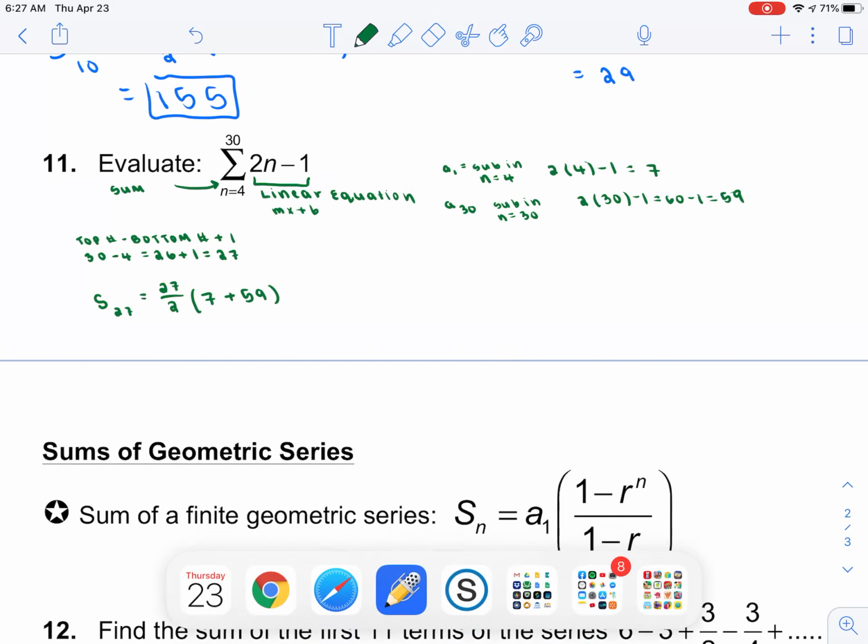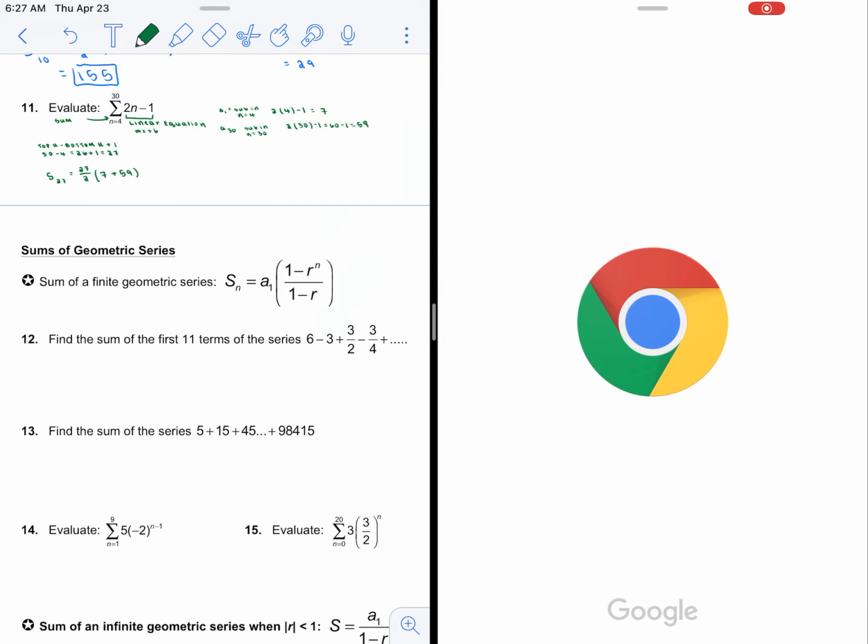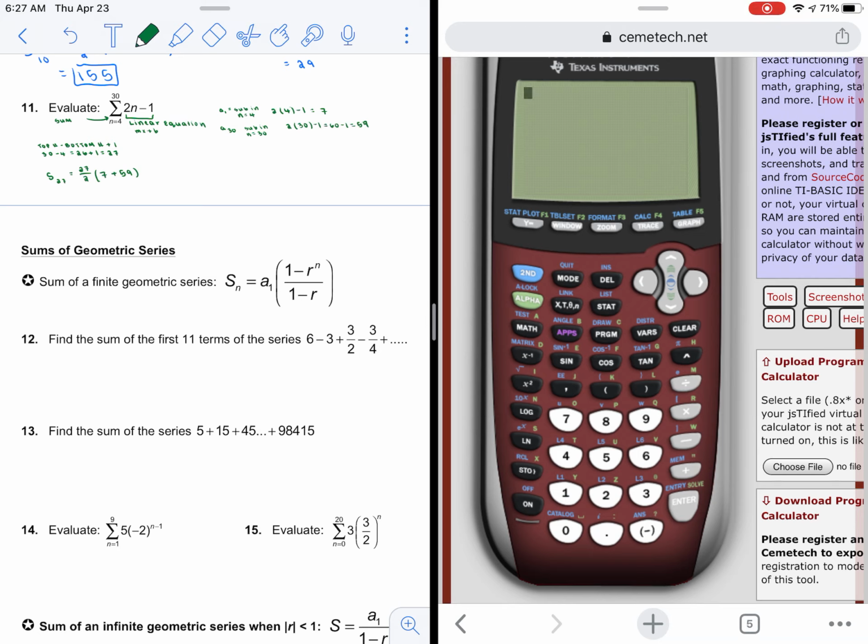So then we can use our formula. And then we can do the 27 divided by 2. And then we can multiply that by the 7 plus 59. So we get 891 as that sum. Definitely would not have wanted to do that by hand.